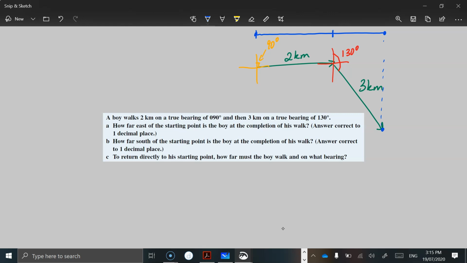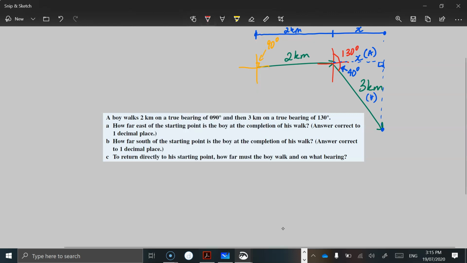that this portion here is 2 kilometers. We don't know what this portion here is, but we can work it out through trigonometry. Okay, so to work out x, we've got 3 being the hypotenuse, and we can work out that this angle here is going to be 130 minus 90. So it must be 40 degrees. Okay. X is your adjacent and 3 is your hypotenuse.